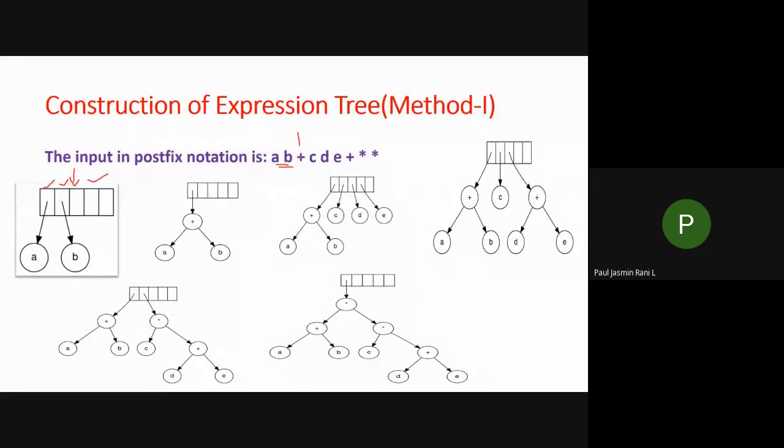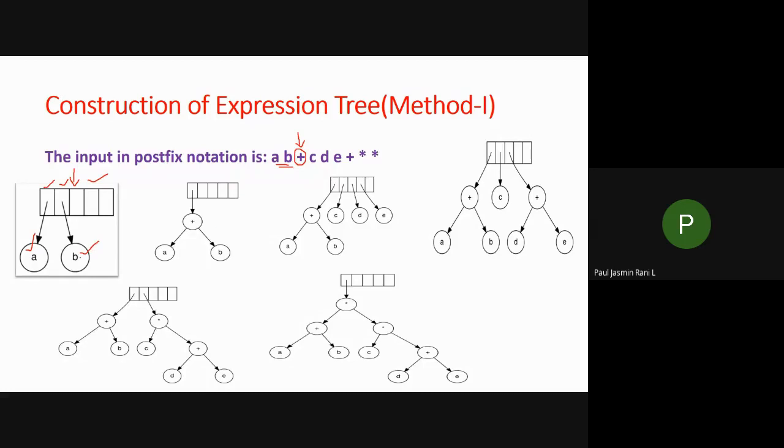Next let us enter into the third element. What is the third element here? The third element is plus. Now there exists a problem. If it is an operand, I can easily push that inside the stack. If it is an operator, then first I have to pop the two elements from the stack. What are the two elements inside your stack? I have A and B. The first popped element is B, and the second popped element is A. Using this plus operator, you have to create a tree data structure.